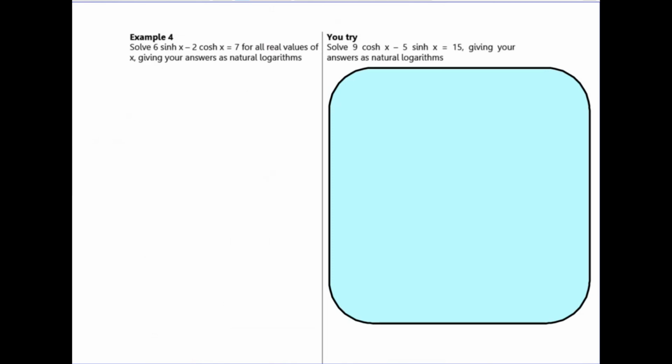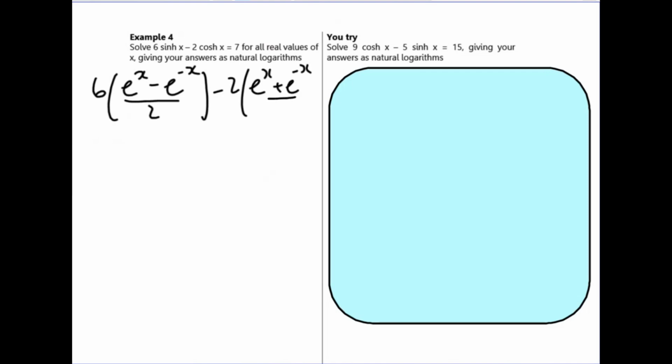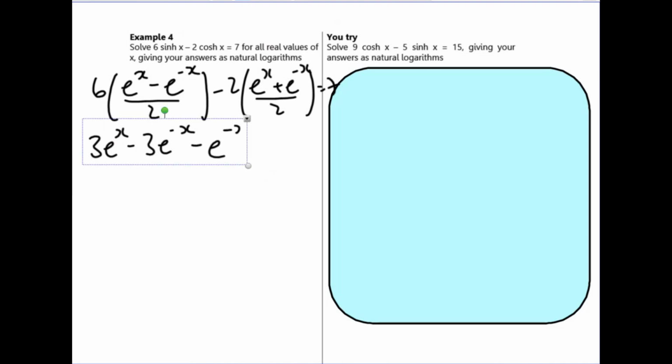We're going to have to solve this one using the definitions as well. So I'm going to put in the definition of sinh x, which is e to the x minus e to the minus x over 2, and the definition of cosh x, e to the x plus e to the minus x over 2. I'm going to expand this out, so 6 over 2 obviously is 3, so you get 3 e to the x minus 3 e to the minus x. 2 over 2 is just 1 times minus e to the x minus e to the minus x, and that equals 4. Collecting these up, 3 e to the x minus e to the x is 2 e to the x, minus 3 e to the minus x minus e to the minus x is minus 4 e to the minus x.